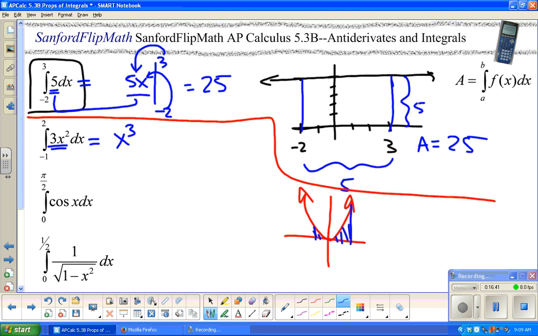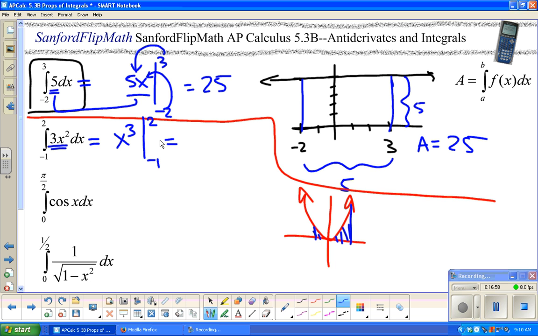Now, if you're saying to yourself, where's the plus c? That is a really good question. There should be a plus c. But what I'm going to tell you is, because we subtract, we'll have a plus c and then a minus c. They end up canceling out, so it doesn't matter.